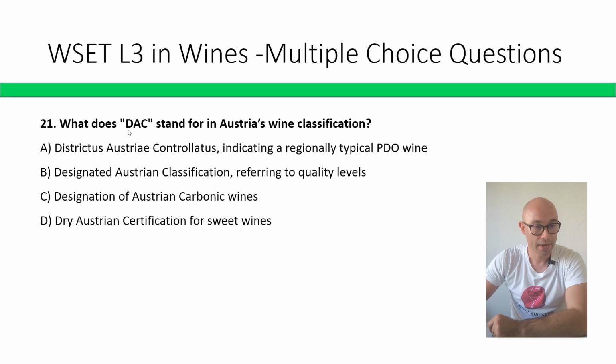What does DAC stand for in Austria's wine classification? Districtus Austria Controllatus, indicating a regionally typical PDO wine. Designated Austrian classification, referring to quality level. Designation of Austrian carbonic wines. Dry Austrian certification for sweet wines. The correct answer is A. So Districtus Austria Controllatus, indicating regional typical PDO wines.